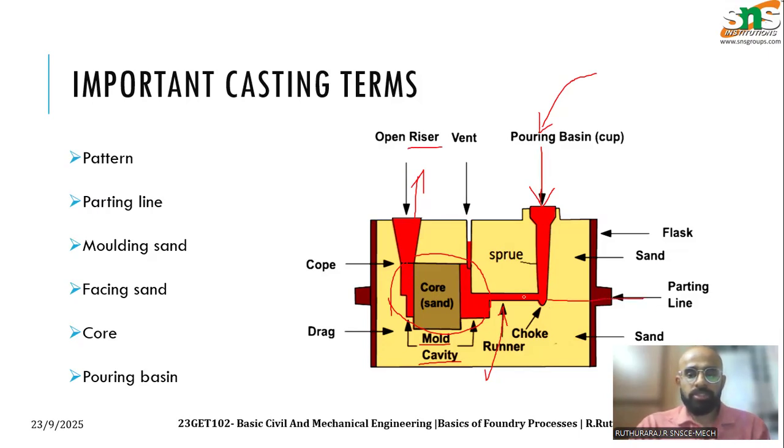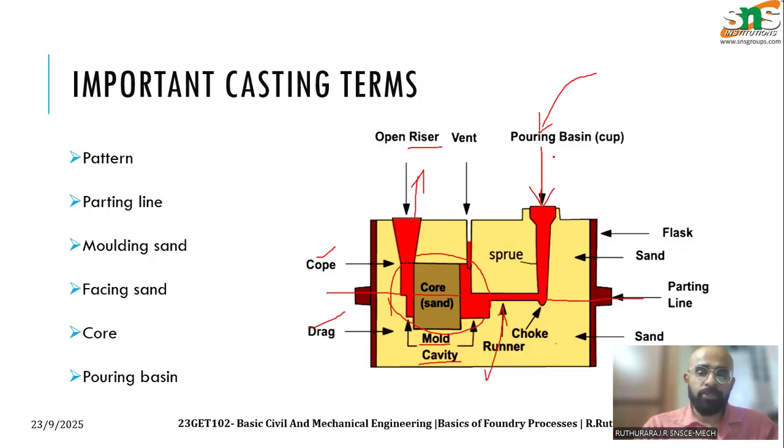In actual representation, these are two boxes. The top box is called the cope and the bottom box is called the drag. Both will be completely filled with sand and then you will pour the molten metal inside. Once it is poured, the molten metal gets solidified and you get the required shape. So this is the outline of the sand casting process.